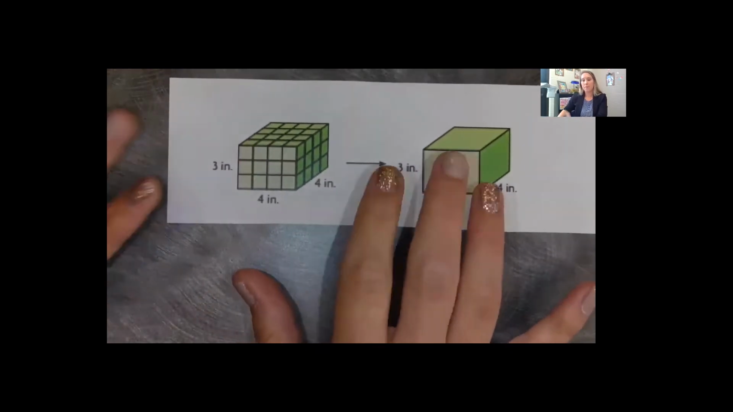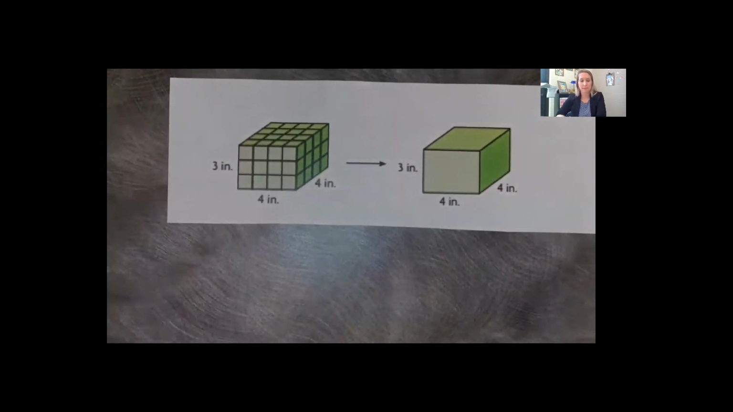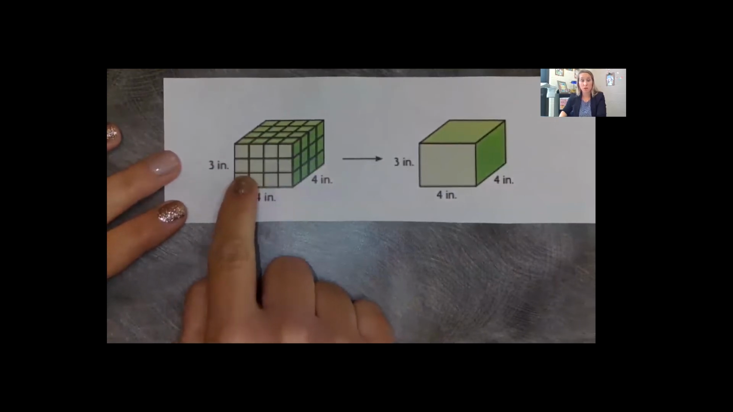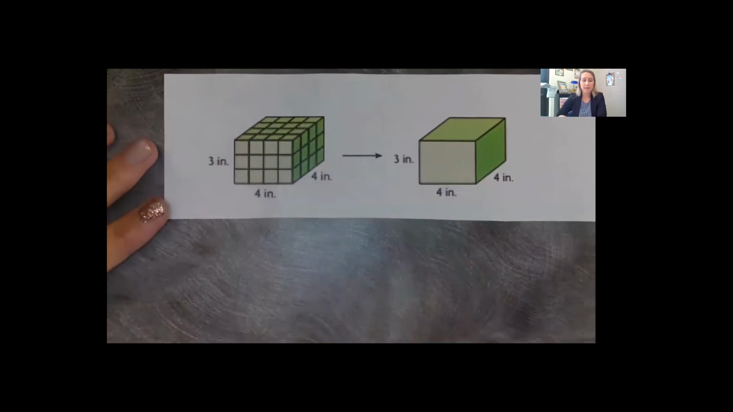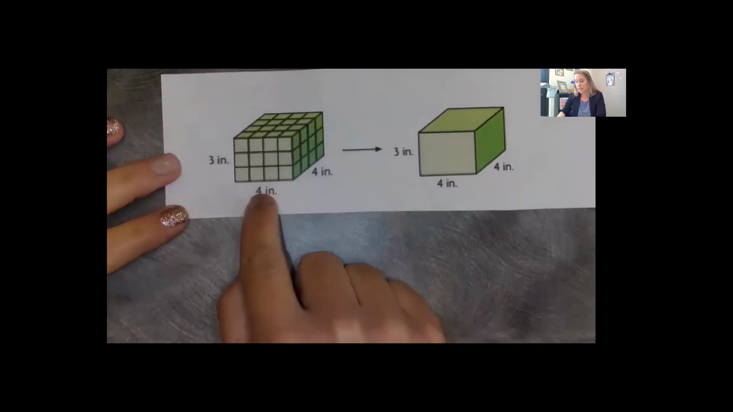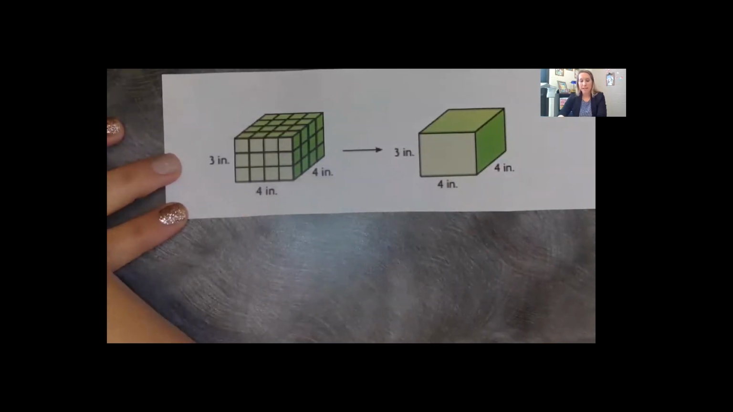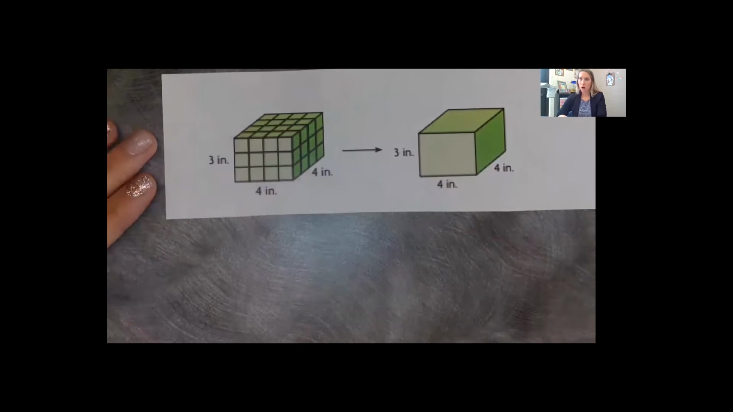What do you notice that is different about these two rectangular prisms? Yes, one is composed of 1-inch cubes or unit cubes, and the other is not. Great observation. What is the same about these rectangular prisms? You are absolutely right. They have the same dimensions, 3, 3, 4, 4, 4, and 4. What does that mean? Will they have the same volume, and why? You're right, they will have the same volume because they're the same size.